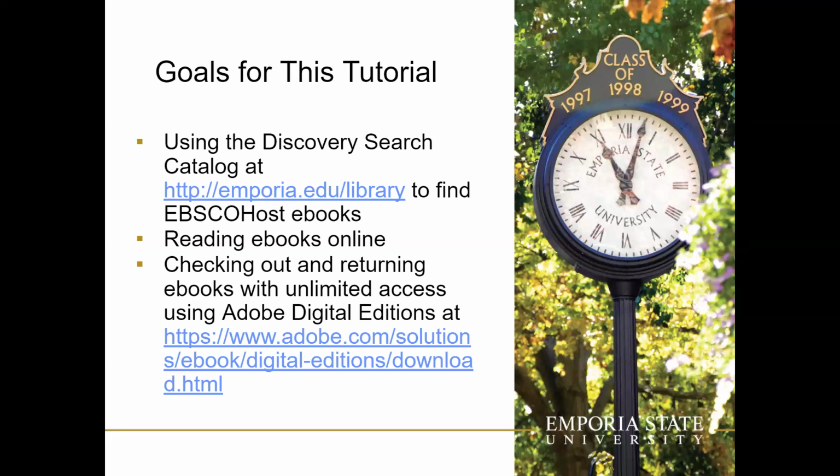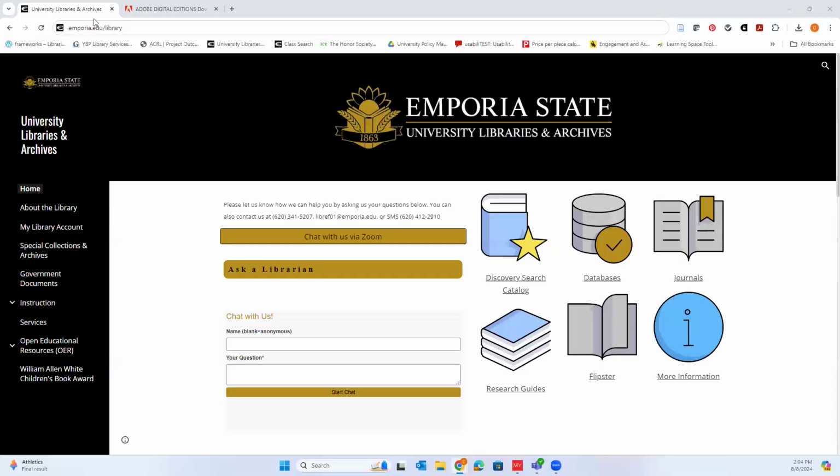I will also show you how you can read these ebooks online. And finally, I'll show you with ebooks that are set up with unlimited access, how you can check out and return copies of these specific ebooks using a free software called Adobe Digital Editions. I've given you the link to Adobe Digital Editions to download for free, and I'll be showing you in this tutorial how that works as well. So we are going to switch to the library's website at emporia.edu/library. I'm going to click on Discovery Search Catalog.